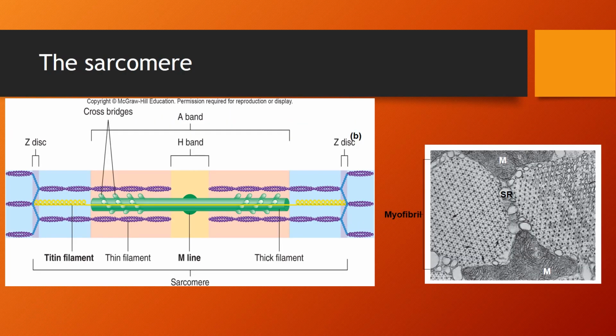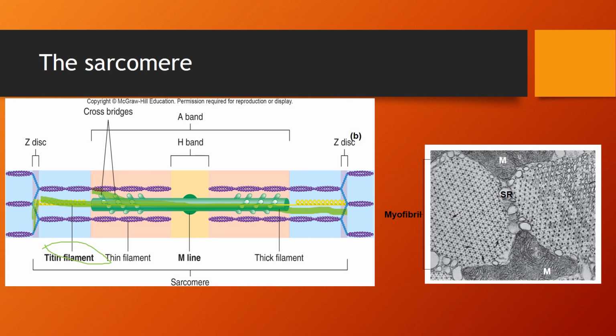One other important protein found within the sarcomere is called titin. Here we have the titin filament, a protein that runs from the Z disc to the M line. Here we see it all the way, here's one and here's the other.